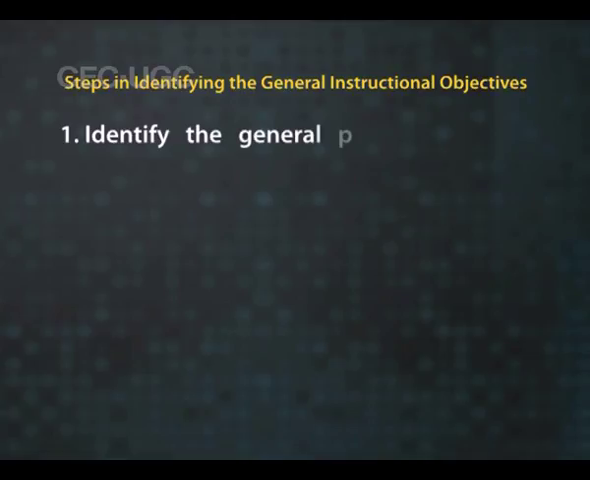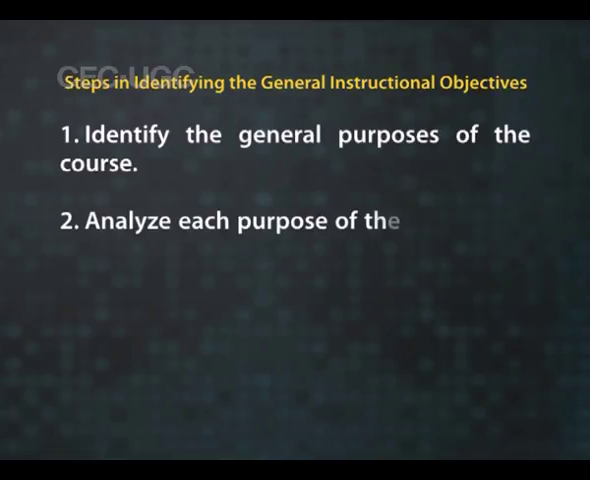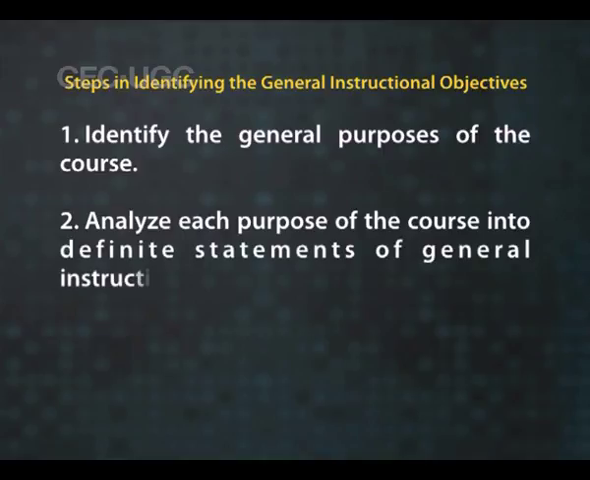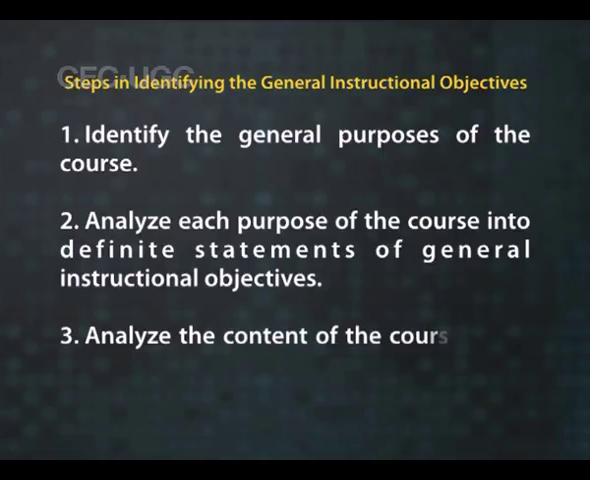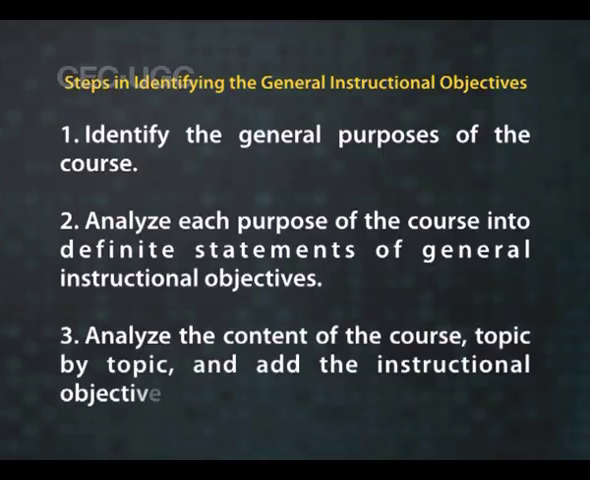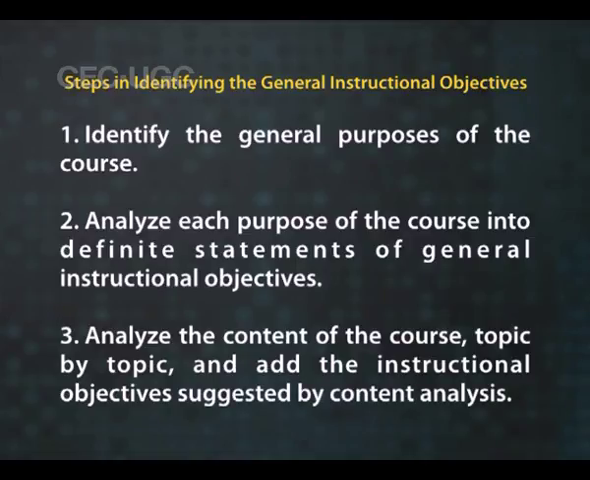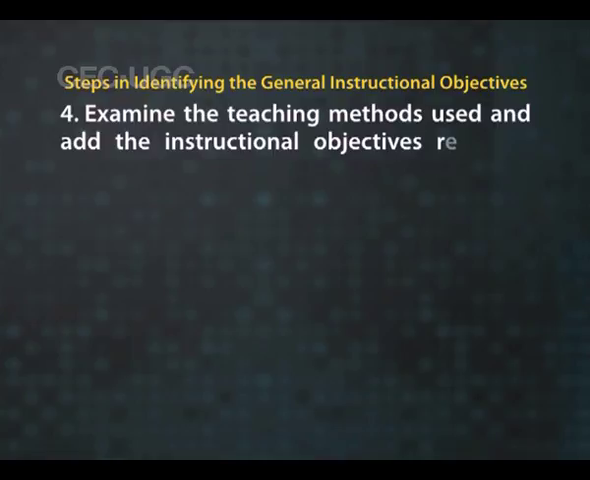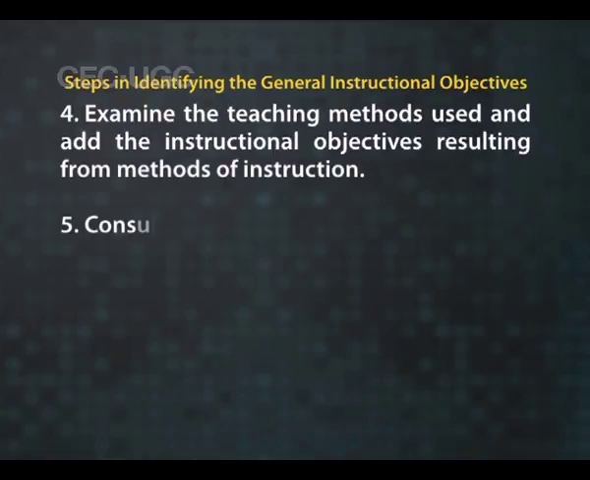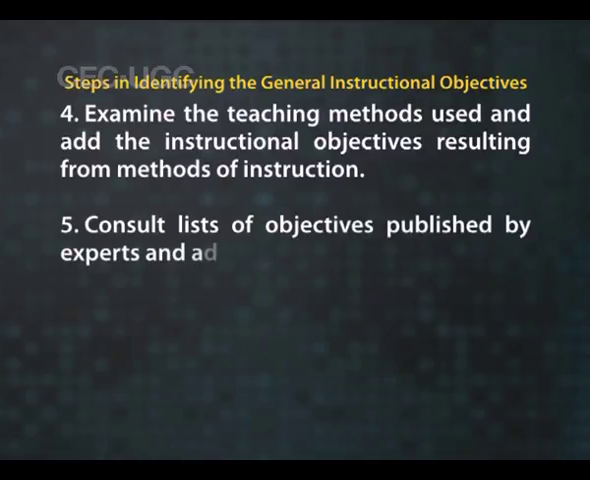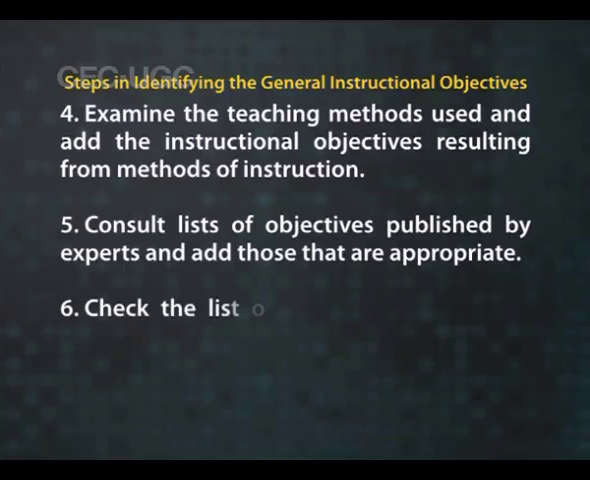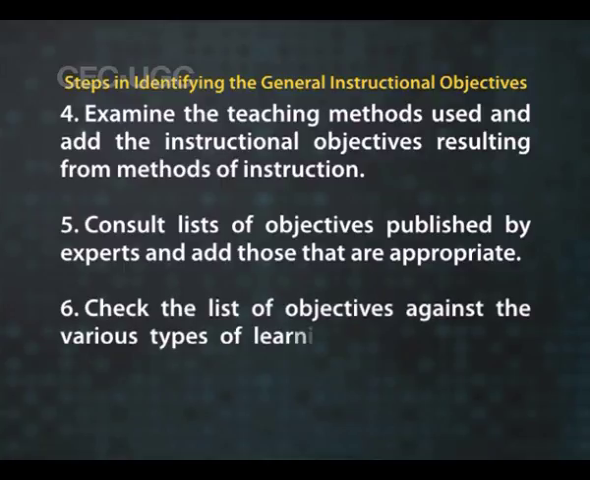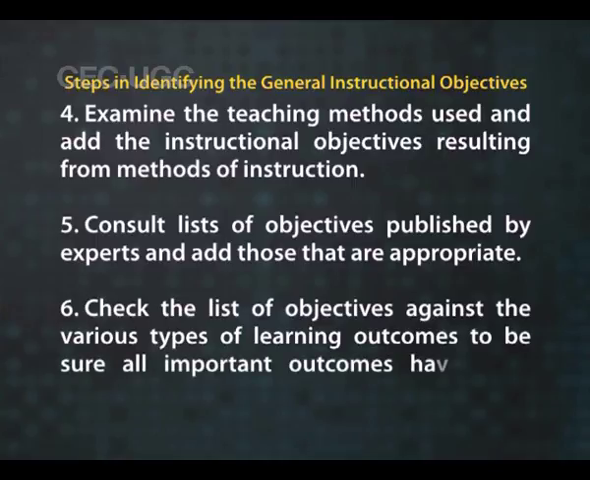The steps in identifying the general instructional objectives. To identify the general instructional objectives of the course, these points may be considered. Identify the general purposes of the course. Analyze each purpose of the course into definite statements of general instructional objectives. Analyze the content of the course topic by topic and add the instructional objectives suggested by content analysis. Examine the teaching methods used and add the instructional objectives resulting from methods of instruction. Consult lists of objectives published by experts and add those that are appropriate. Check the list of objectives against the various types of learning outcomes to be sure all important outcomes have been included.